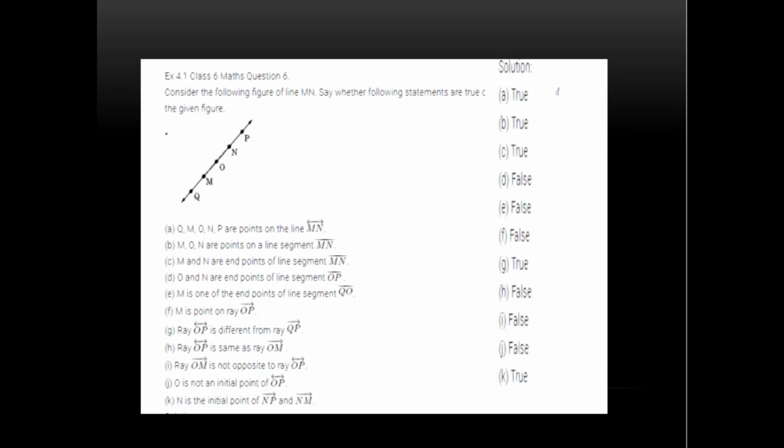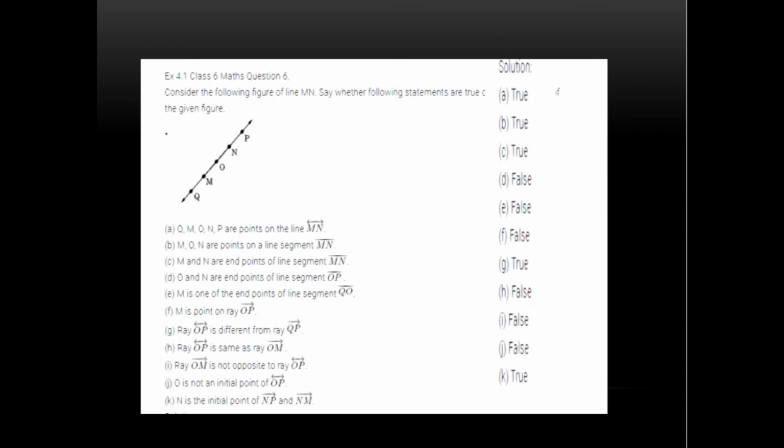O and N are the end points of line segment OP. O and N, they are not the end points. Rather, P is the end point. So it is false. M is one of the end point of line segment OQ. This is also false because M is not the part. M is not the end point of it.